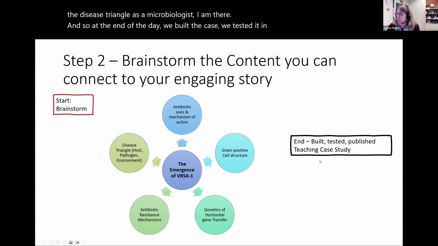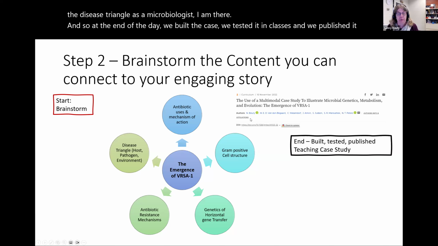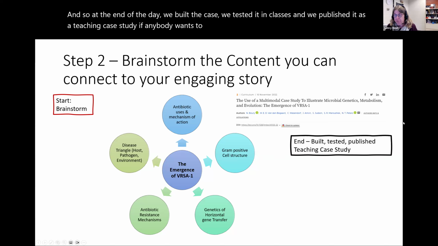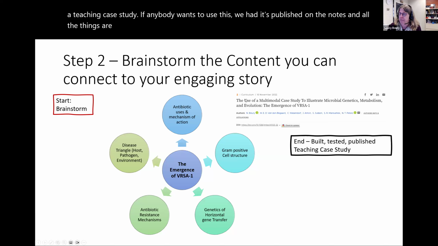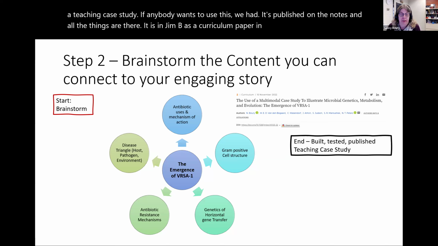And so at the end of the day, we built the case, we tested it in classes, and we published it as a teaching case study. If anybody wants to use this, it's published and the notes and all the things are there. It is in JIMB as a curriculum paper in 2022.